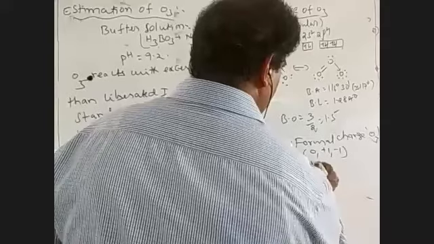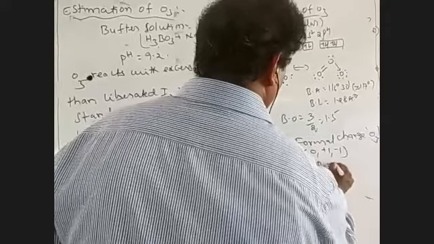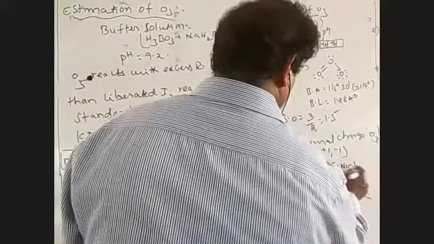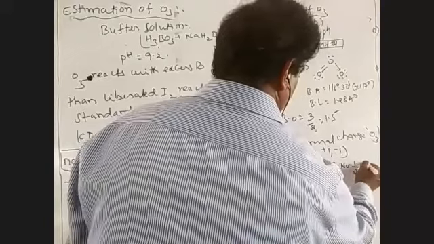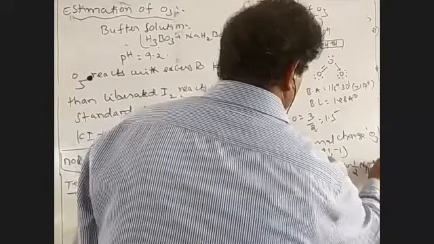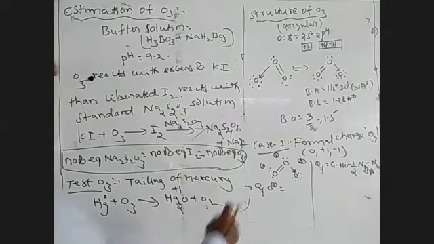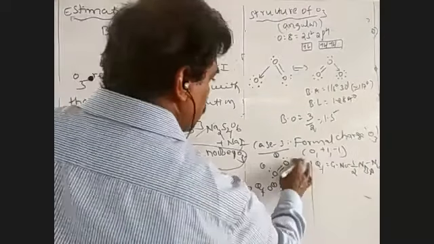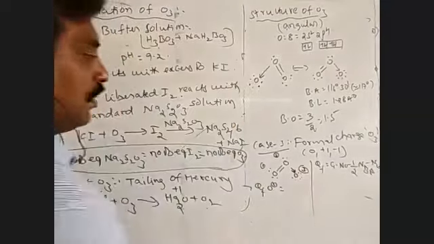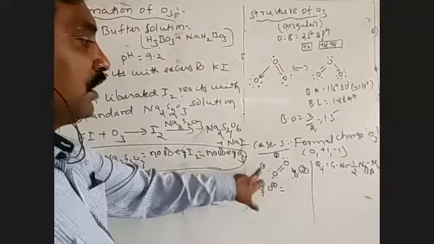Here formal charge is equal to group number minus 1/2 into number of bond pairs minus number of lone pairs. This is oxygen 1, oxygen 2, and this one is taken as oxygen 3. In oxygen 1, we have to calculate the formal charge.